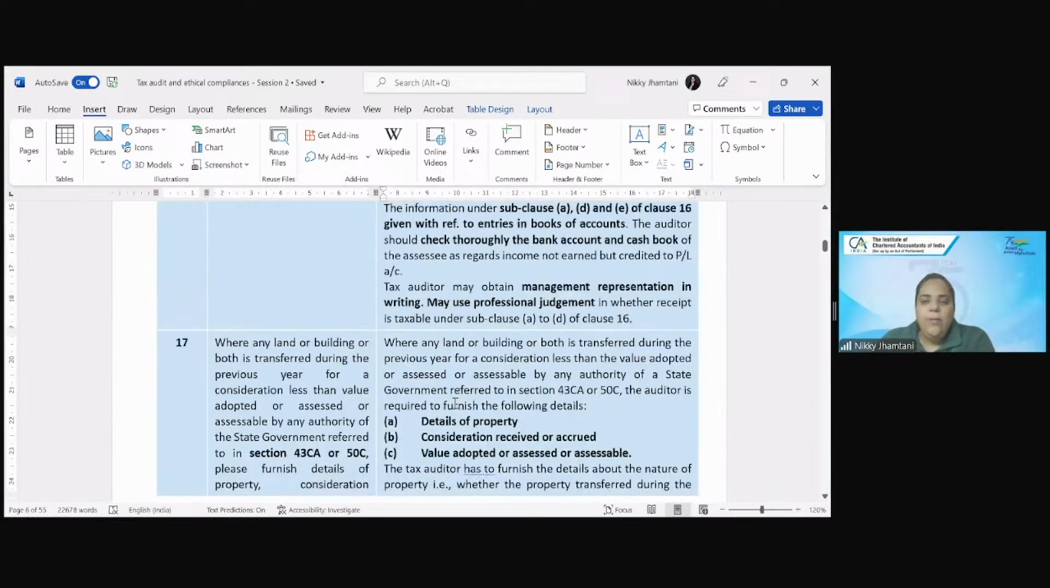So where any land or building or both is transferred during the previous year for a consideration less than the value adopted or assessed or assessable by any authority of a state government referred to in section 43C or 50C, the auditor is required to furnish the following details. तो क्या details basically auditor को tax audit में furnish करनी है: details of property, consideration received or accrued, and third is value adopted or assessed or assessable.